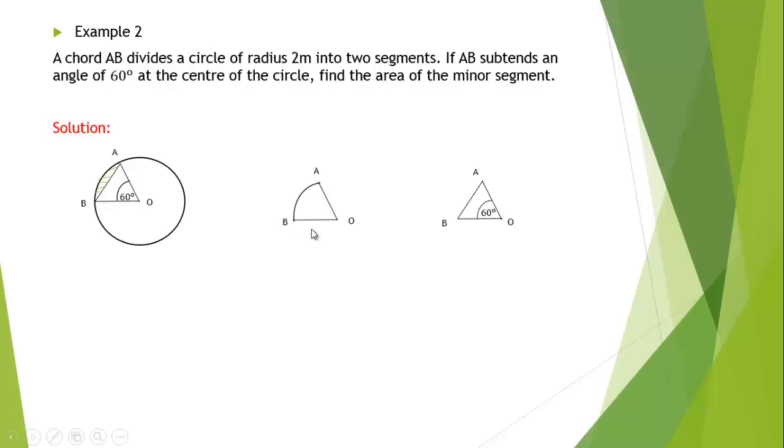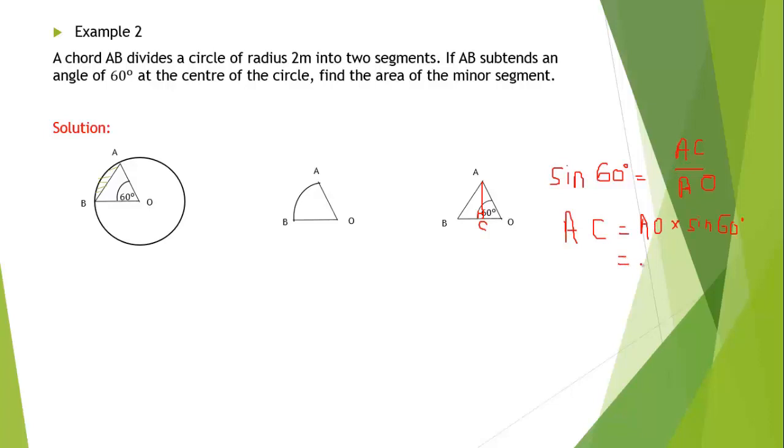So we separately take the sector and the triangle, which is formed using the chord and the 2 radii of the circle. So we learned that the area of a sector equals half r square theta, and the general equation to find the area of a triangle is half times the base times the perpendicular height. So here we need to find the perpendicular height of this triangle. So let us name the point where the perpendicular from A meets BO as C. So the length of AC equals the perpendicular height. Therefore sin 60 degrees equals AC over AO, and AC equals AO times sin 60.